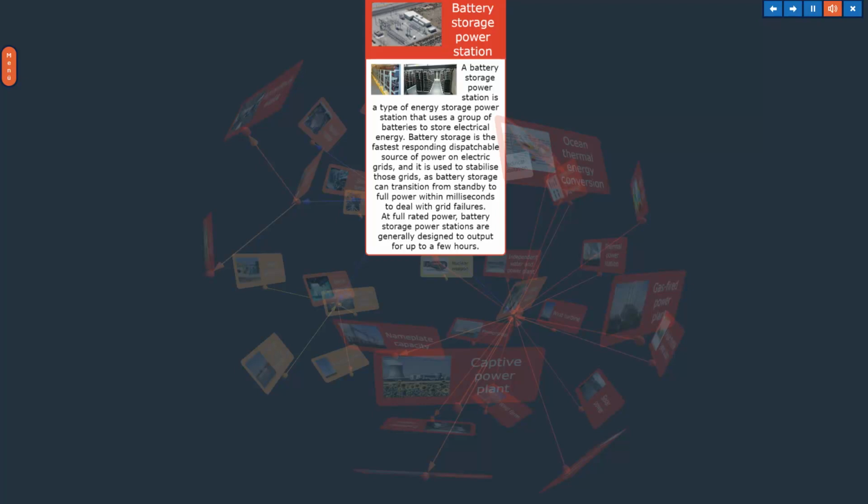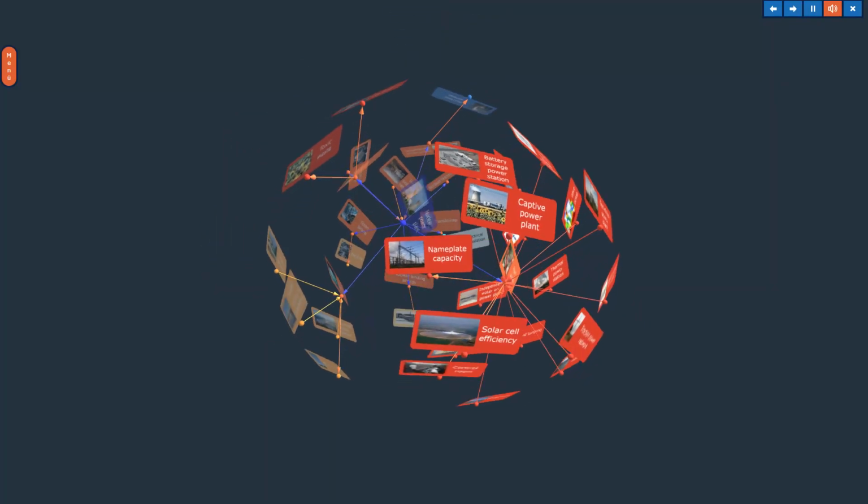Battery storage power station. A battery storage power station is a type of energy storage power station that uses a group of batteries to store electrical energy. Battery storage is the fastest responding dispatchable source of power on electric grids, and it is used to stabilize those grids, as battery storage can transition from standby to full power within milliseconds to deal with grid failures. At full rated power, battery storage power stations are generally designed to output for up to a few hours.